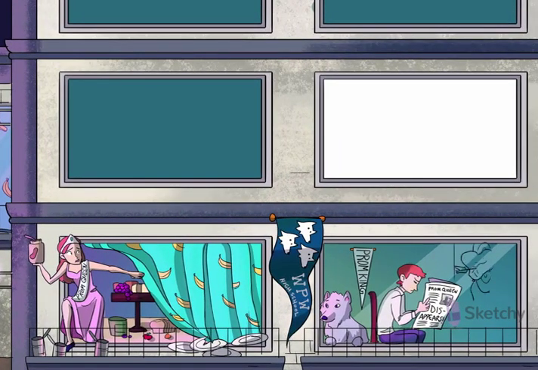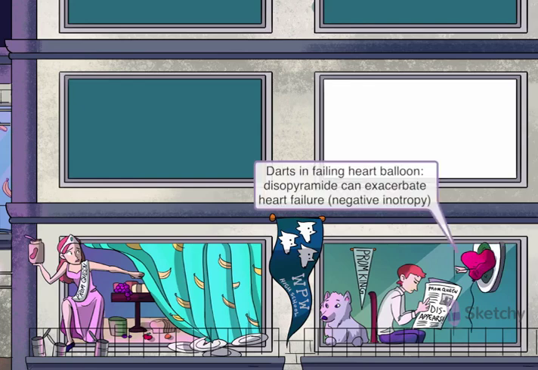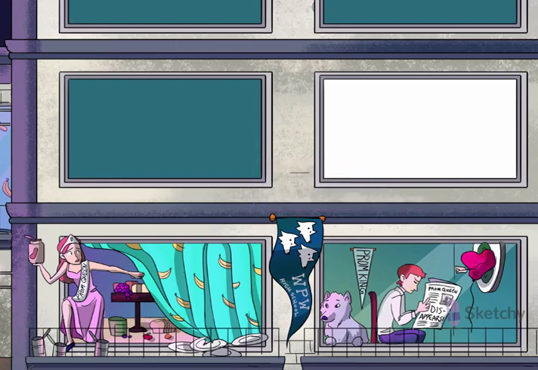See that dartboard hanging close to that disopyramide newspaper headline? It looks like someone has given up on the concept of love. Let these darts deflating the already failing floppy heart remind you that disopyramide can cause or exacerbate heart failure. At toxic concentrations, this drug has negative inotropic effects, not good for a failing heart.